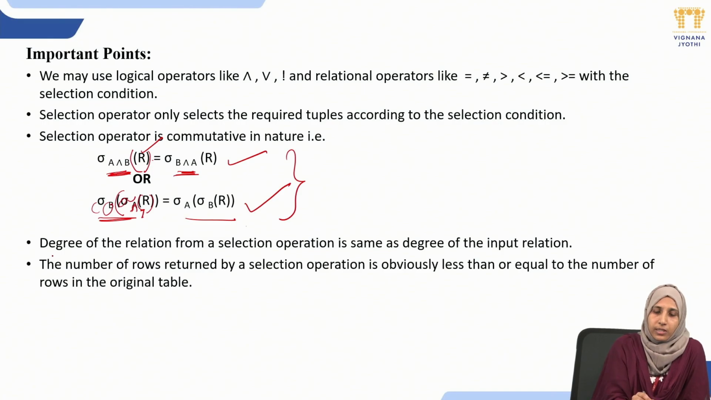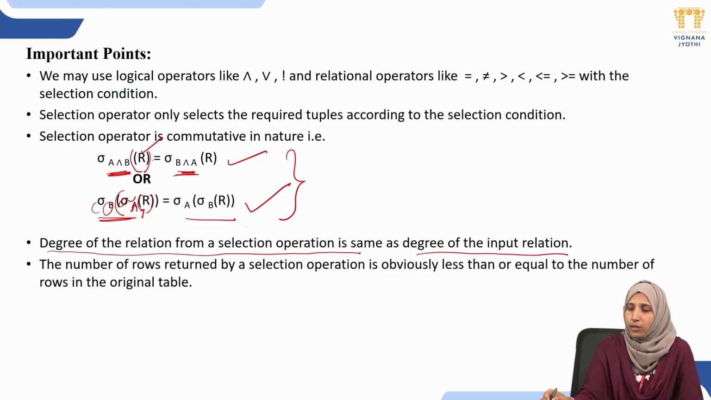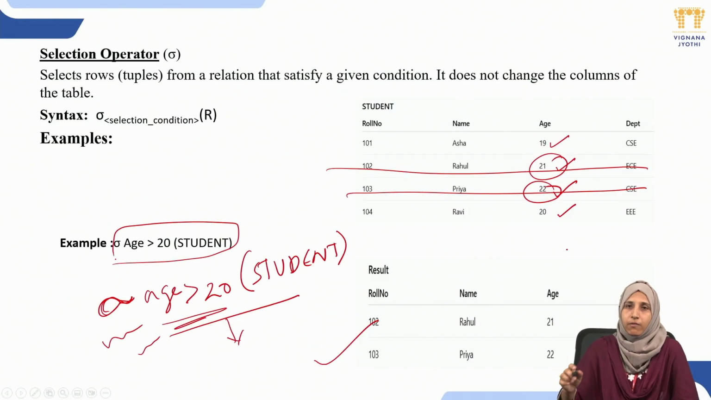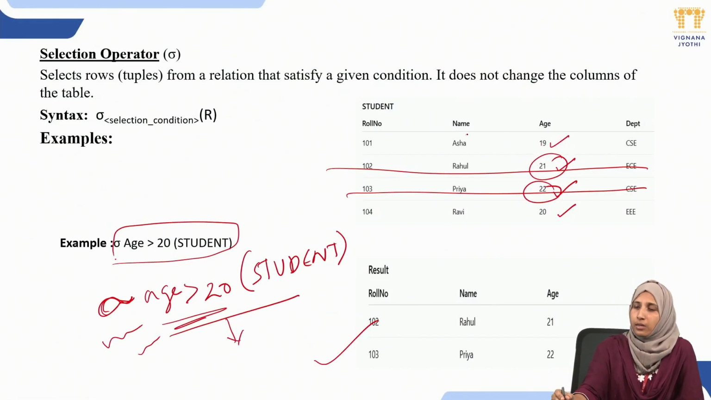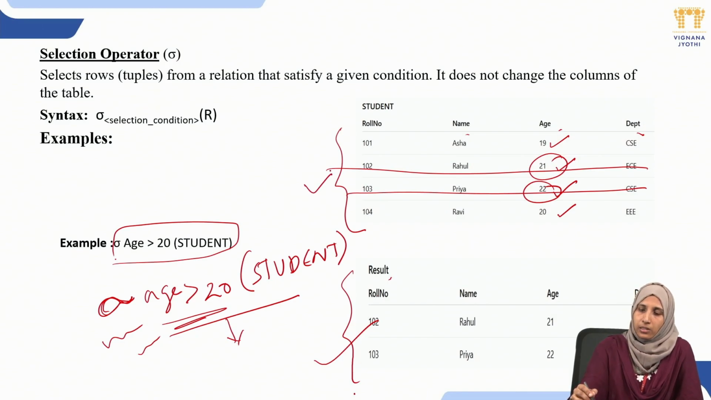Next, the fourth important point is that the degree of the relation from a selection operation is the same as the degree of the input relation. Why? Because in my previous example, roll number, name, age and department were the four columns. Look at the resultant table, there also the column names are the same. Whatever number of column headings you had in your first table, the same number of columns you will get in your resultant table. That says the degree of your original relation is the same as the degree of your resultant table.